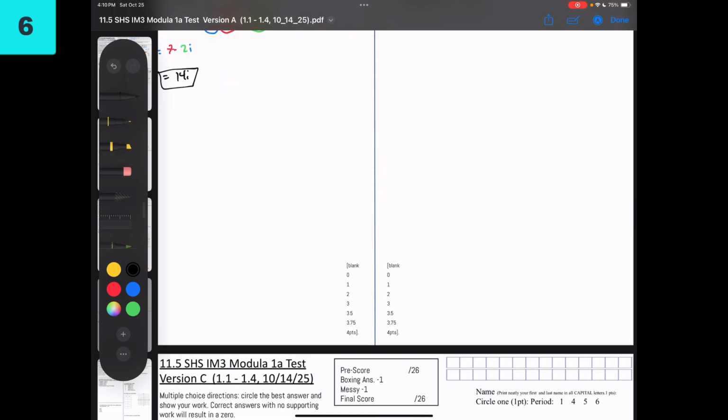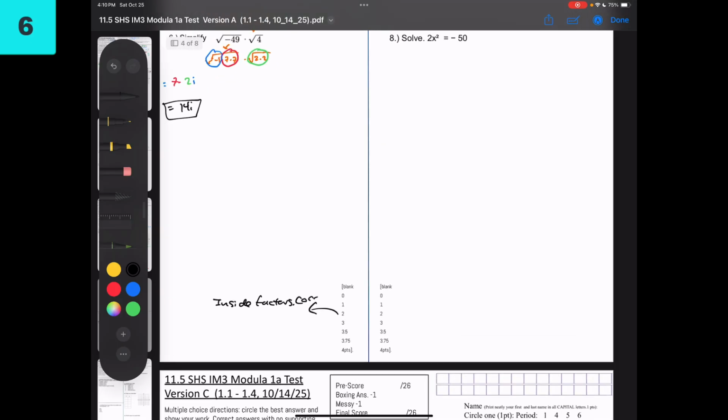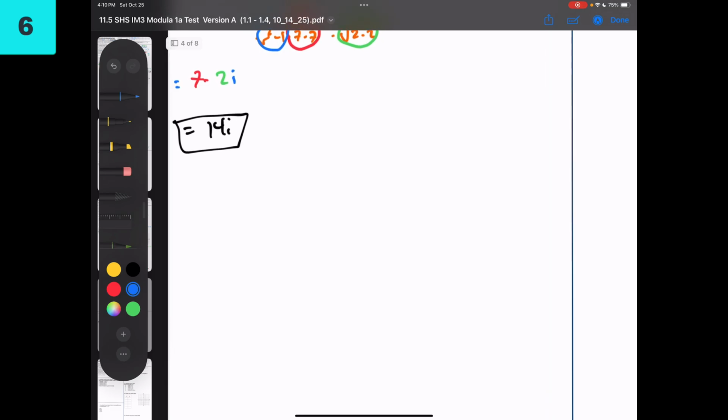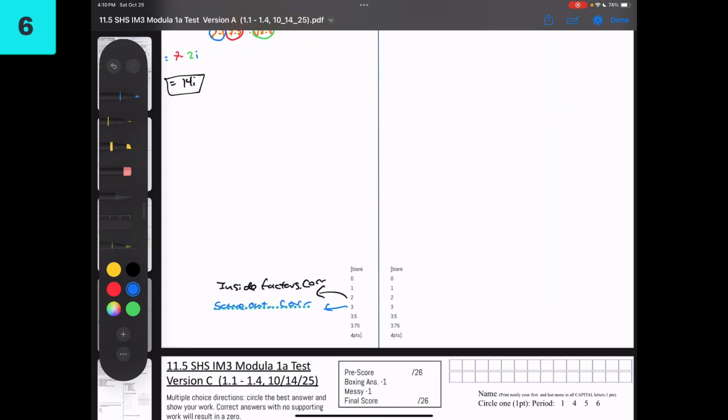Okay, partial credit. 2 points if you had some of the inside factors correct, like 7, 7, 2, and 2. You got 3 points if some of the outside was correct, right? Like the red 7 or the green 2. And of course, you got more points if you were closer.